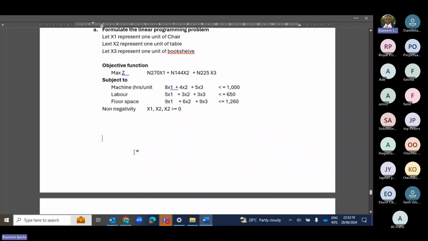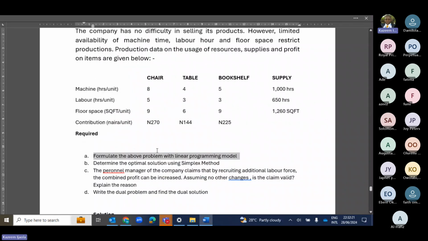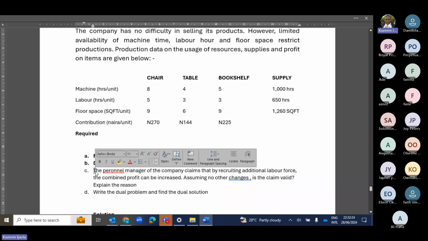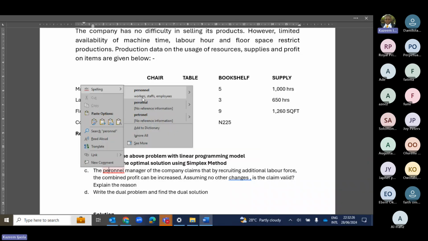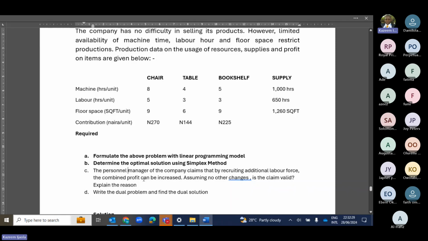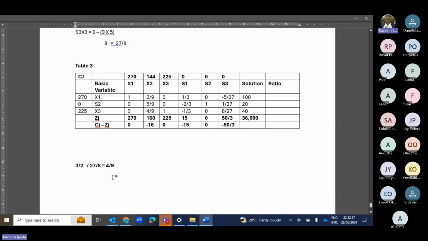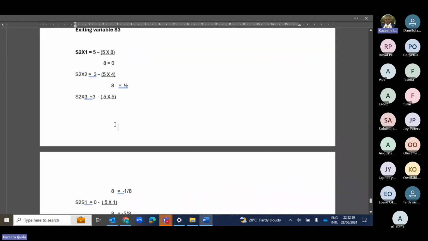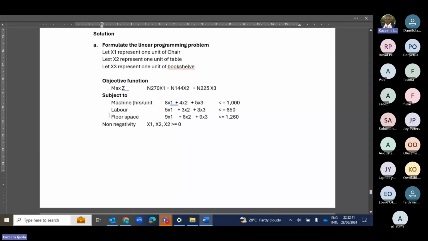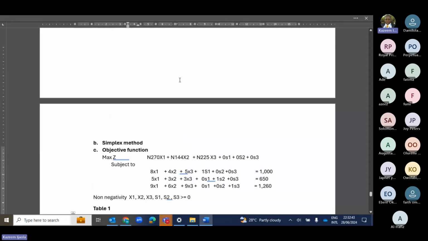All right. So we are done with these two. Now, the next one is the personnel. They said the personnel manager of the company claimed that by recruiting additional labor force, the combined profit can be increased, assuming no other changes exist. So they want to increase labor force. Now, if you check our optimal solution, what is labor cost itself? Let's check.